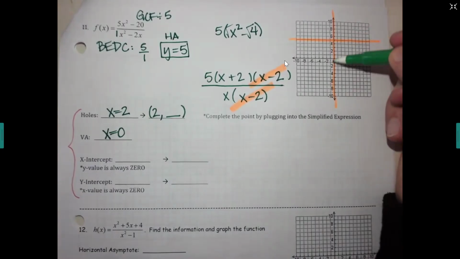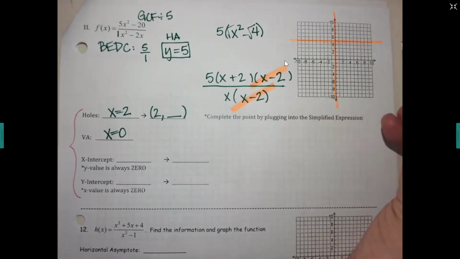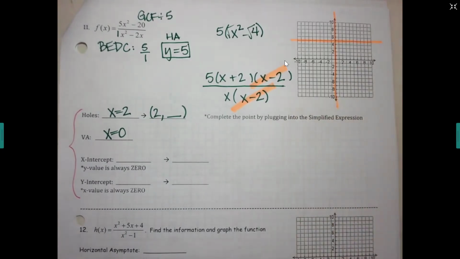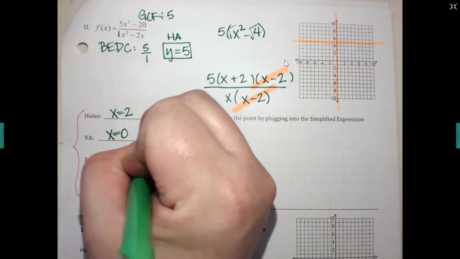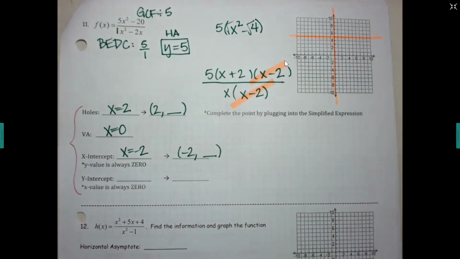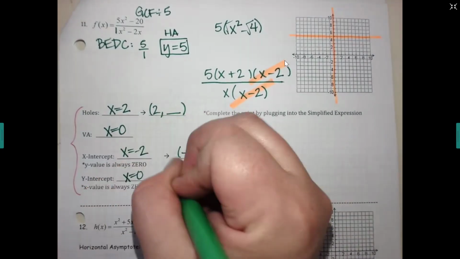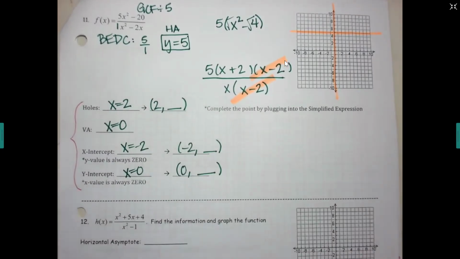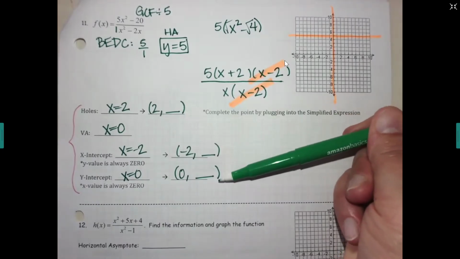Okay, so I can't touch 0 on the x-axis. I can't touch 5 on the y. Okay, my x-intercepts come from x's left on top. Do I have any? Yes. I have an x plus 2. Then what's my answer going to be? x equals minus 2. Or minus 2 comma something. Okay, the last point your homework is going to ask you to find is the y-intercept. Remember, your x is always a 0 and it's 0 comma something. In order for you to plot these points, you need to know the y values that go with them.